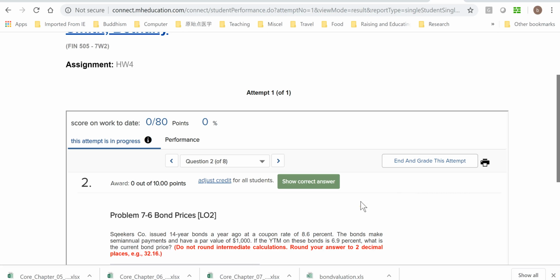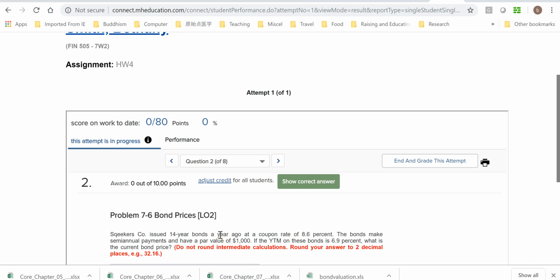This is question number 2 of homework 4. Squeakers Corporation issued 14-year bonds a year ago. This is very important information, because even though the maturity of the bond when it was issued is 14 years, it was issued a year ago.